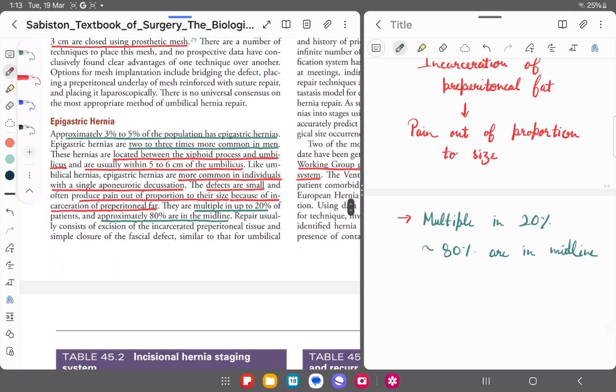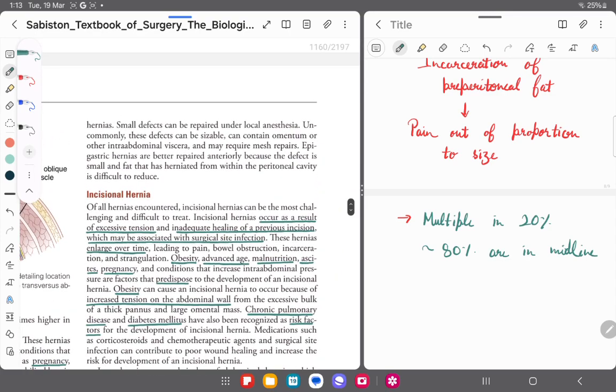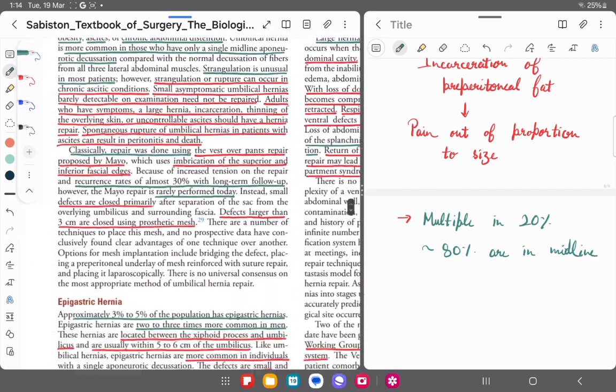So repair usually consists of excision of the incarcerated pre-peritoneal tissue and simple closure of the fascial defects. So let us underline this: how is repair usually done? It is usually excision of the incarcerated pre-peritoneal tissue and simple closure of the fascial defect, similar to that for umbilical hernias. Small defects can be repaired under local anesthesia. Uncommonly, these defects can be sizable, can contain omentum or other intra-abdominal viscera, and may require mesh repairs. Epigastric hernias are better repaired anteriorly because the defect is small and fat that has herniated from within the peritoneal cavity is difficult to reduce.